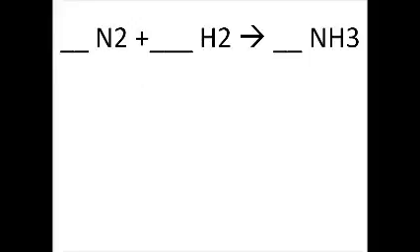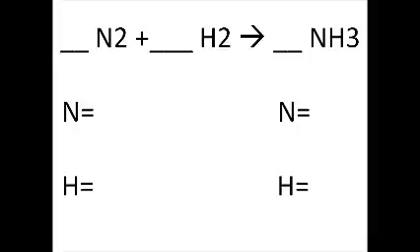So here we go. Your first equation, N2 plus H2 gives you NH3. Go ahead and do this on your own. Notice that you have nitrogen and hydrogen on both sides. Take what you just learned and put it into this equation.